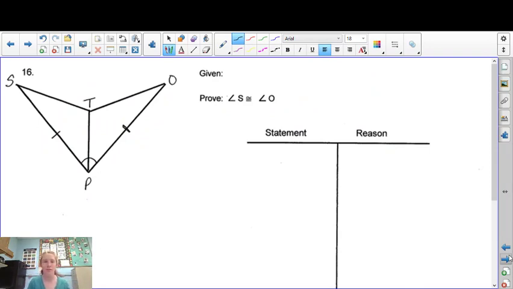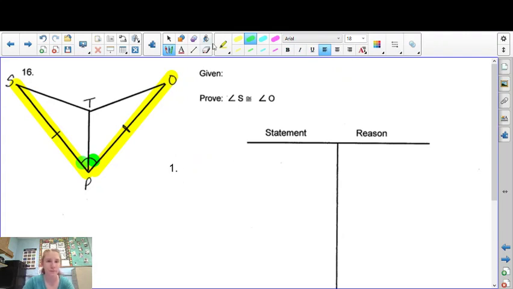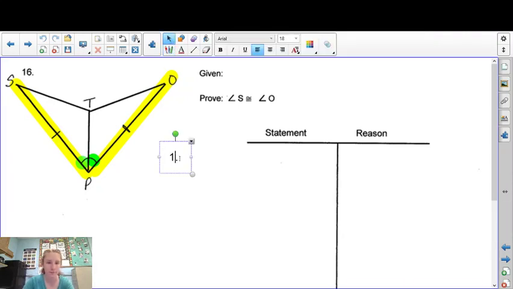Again, we're not told any given information. It's just put on the picture for us, so we're going to have to write it out. So number 1, what do I have? I've got PO and PS are congruent. And I also see that angle P and angle P are congruent. So I've got 2 things I can write out. So I can say OP is congruent to SP, if I can hit the right letters.